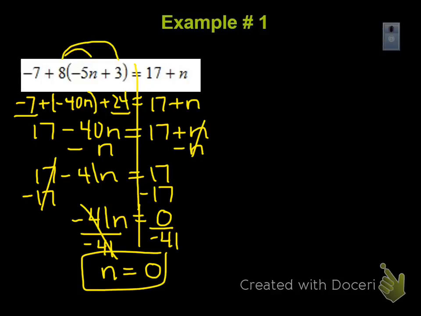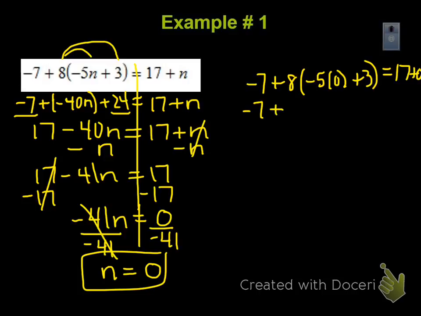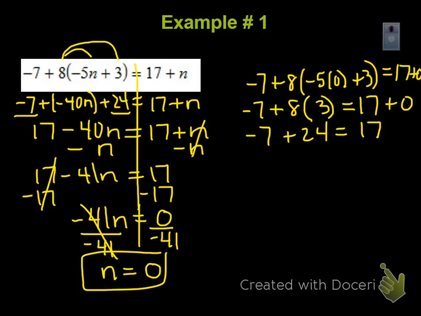If I go to check that, I'm going to sub that into the original equation, and it needs to be true. So negative 7 plus 8 times negative 5 times 0 plus 3 equals 17 plus 0. Okay, so let's see. That would be negative 7 plus 8 times, let's see, negative 5 times 0 is 0. 0 plus 3 is 3 equals 17 plus 0. Negative 7 plus 24 needs to equal 17. Negative 7 plus 24 is 17. So because I get a true statement, I know that n equals 0 is correct.